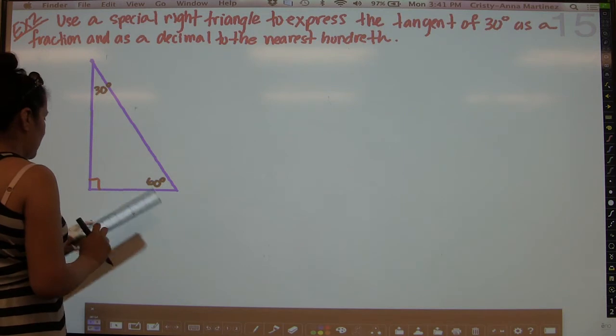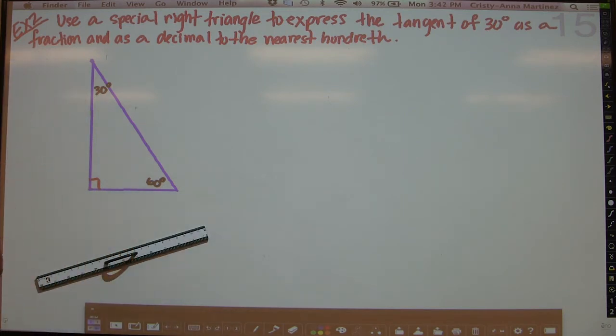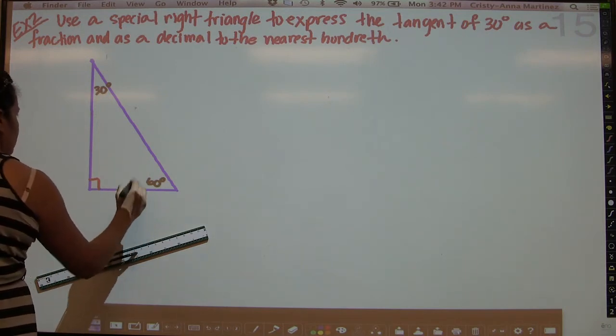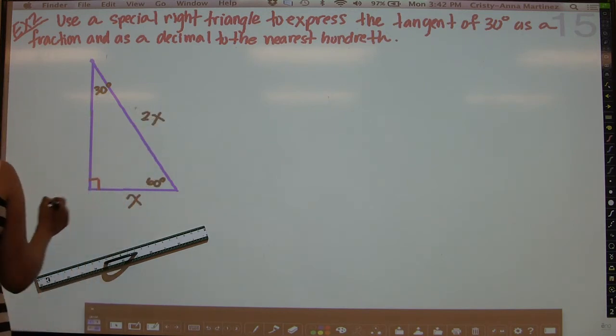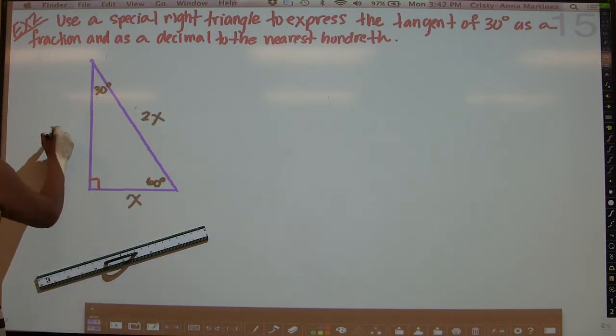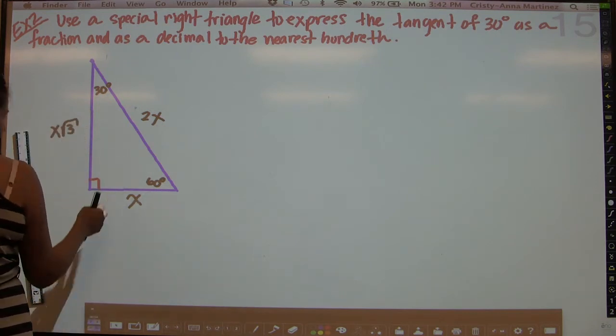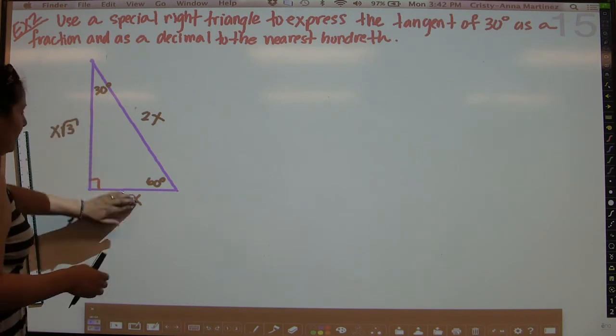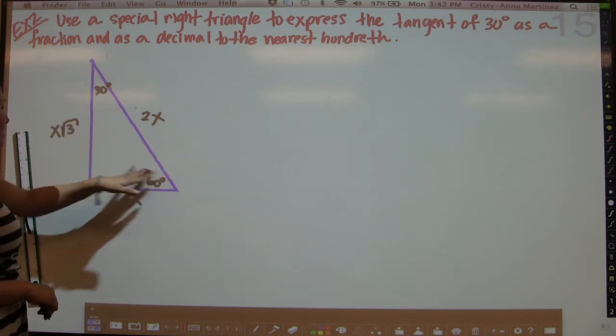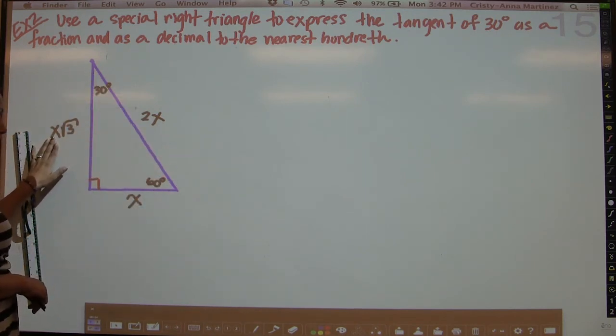Based on our previous lesson, I'm pretty sure it was our previous lesson. Yep. We know that the ratio of the lengths of a 30, 60, 90 triangle are going to be x, 2x, and x root 3. Of course, you could have a different variable, but basically you're going to have a side length, twice that length, and then that length times root 3 over here.